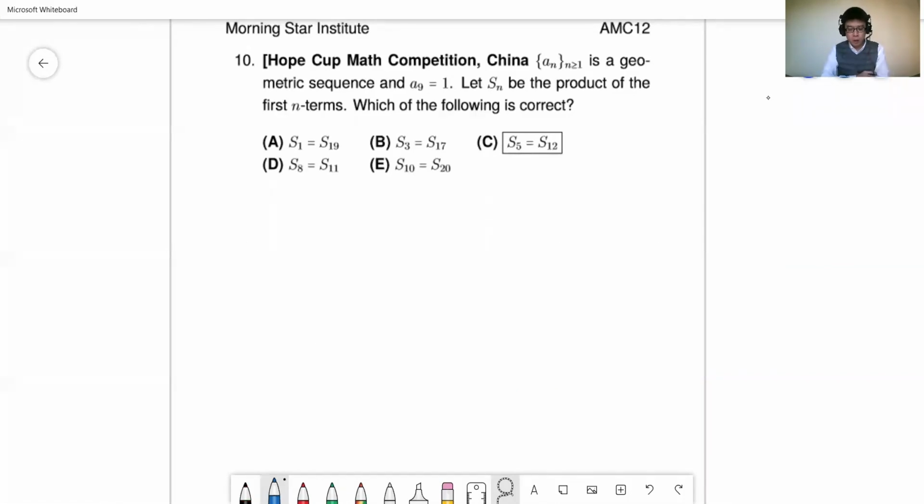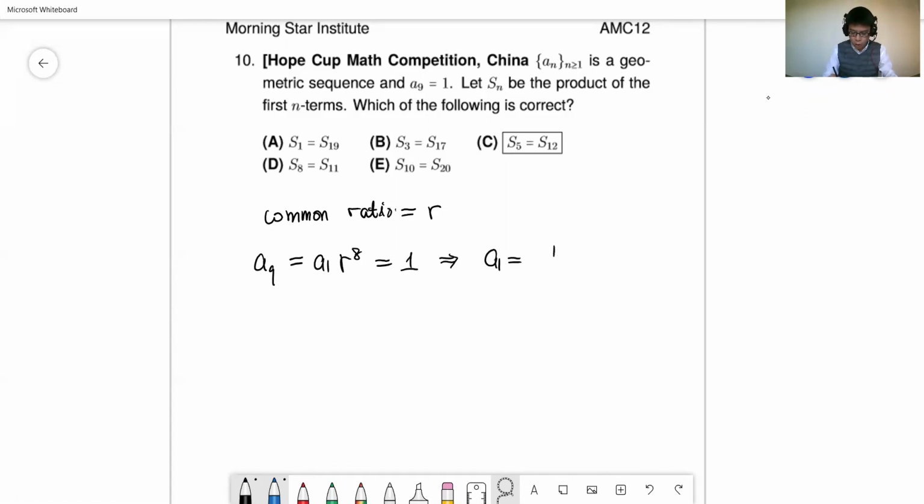For question 10, we can also do it in the regular way. We express everything in terms of the initial term and the common ratio. So we still denote the common ratio by R, and A9 equals A1 R^8. This equals 1. That implies A1 equals 1 over R to the 8th power, which is equivalent to R to the negative 8.